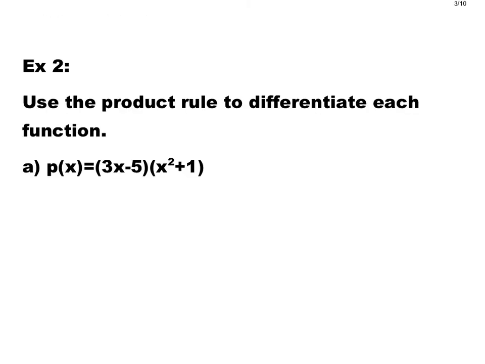The next example says, use the product rule to find the derivative of p of x is 3x minus 5 times x squared plus 1.